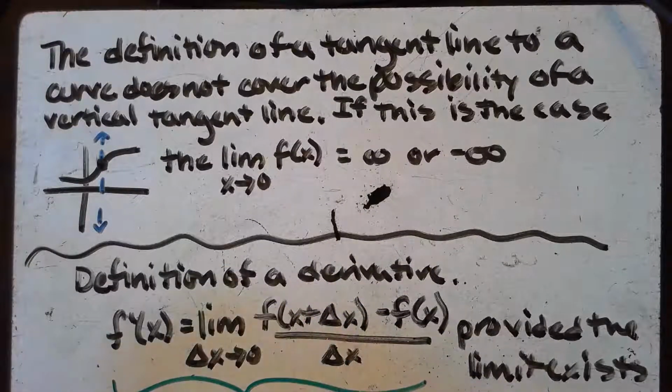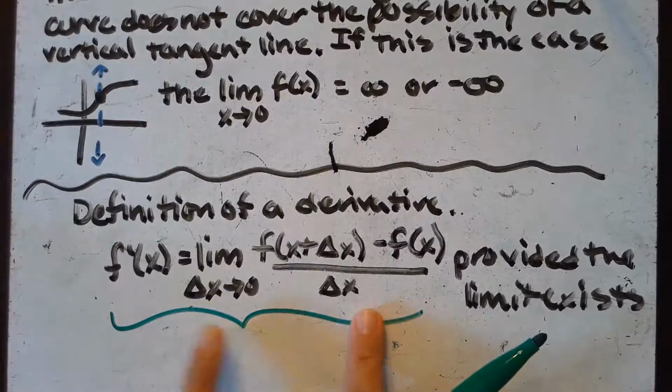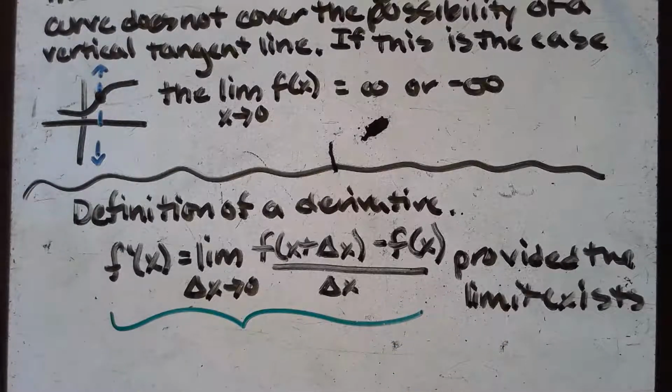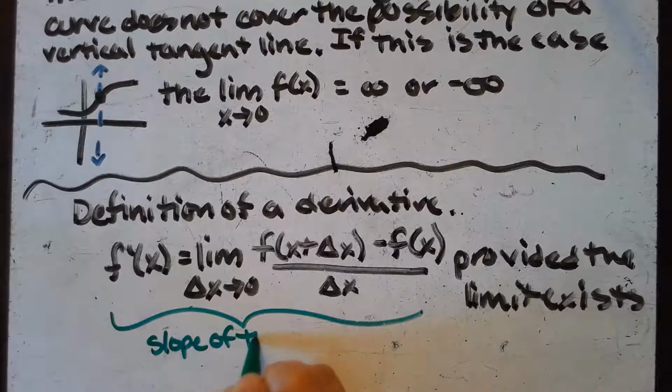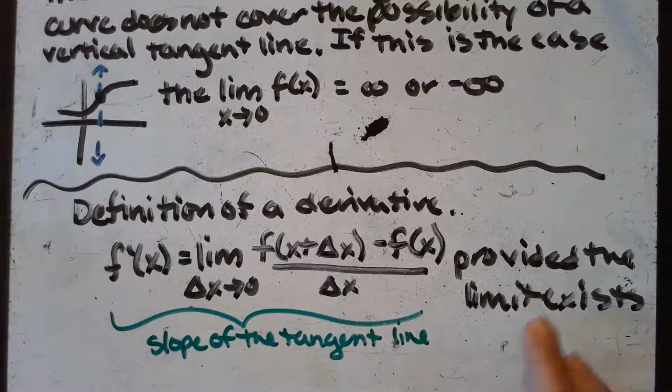Now, what is this that we're doing? All this is the definition of derivative. All that is the definition of derivative. It is also the slope of the tangent line. If they ever say write an equation of a tangent line, you have to have the slope. So we're using this definition right now. And this is provided that the limit exists.